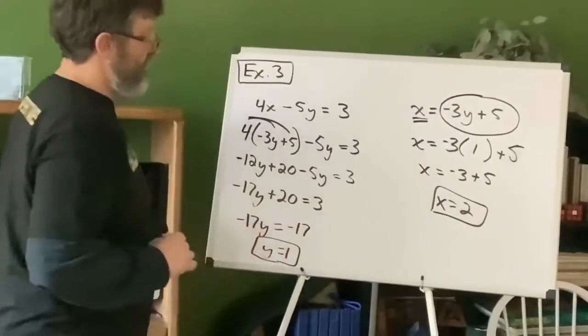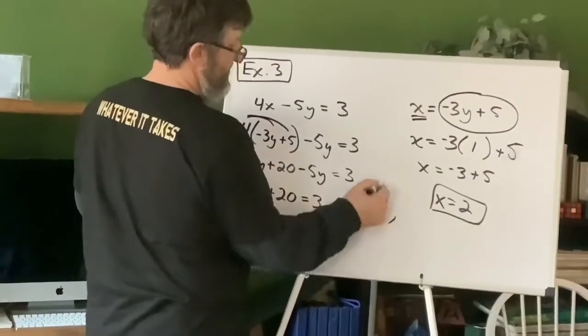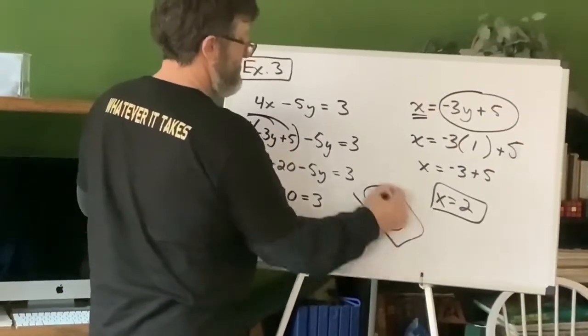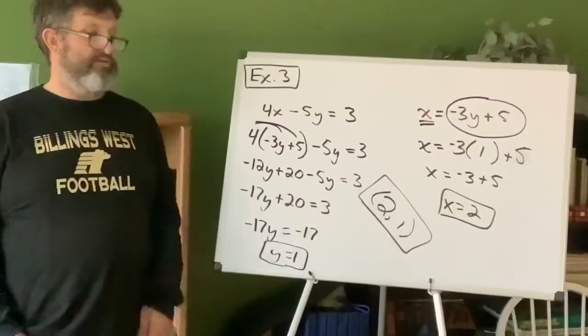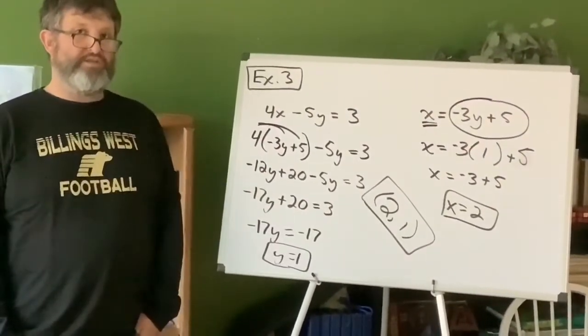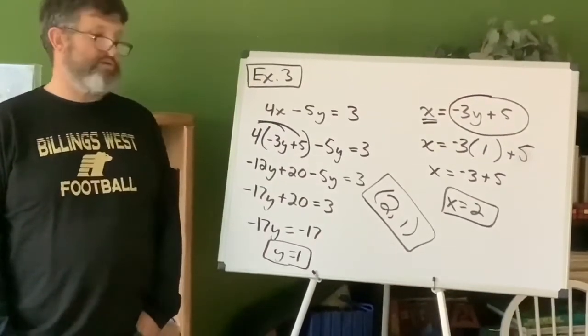Okay, remember to put it in the proper order. x, y. Answer: 2, 1. I think we've gotten that answer before already. That's okay. Two different problems, still cross at the same spot. 2, 1. All right, how'd you do? That's the idea. If you can do that, you can do this whole assignment.